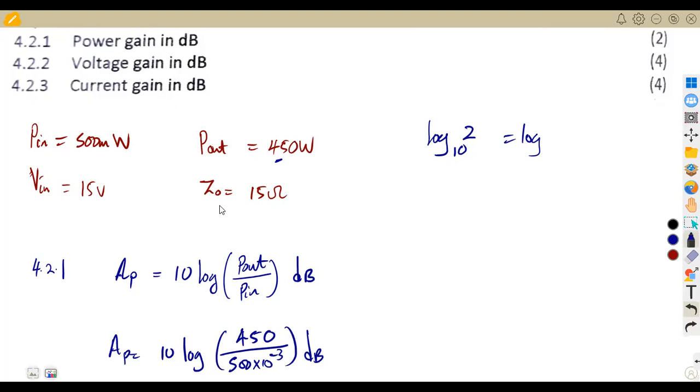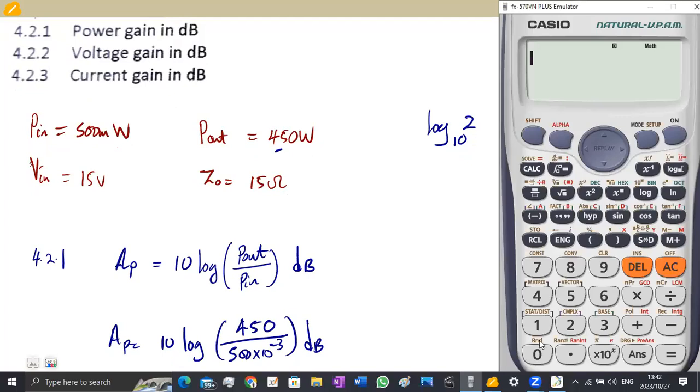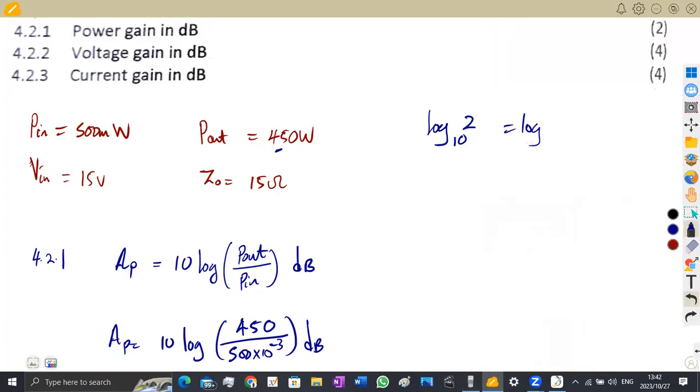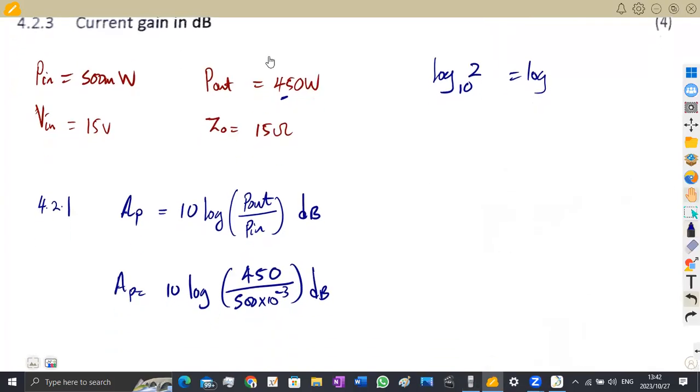What am I trying to say? The normal log on your calculator, this one, is already in base 10. Then we need a fraction, so we are going to have 450 over 500 times 10 to the exponent of -3. This is how we're going to do each and every simplification, so I'm just going to illustrate for this one only. All right, that is going to be 29.542425 and so on. That's the answer that you're going to have in decibels in this case.